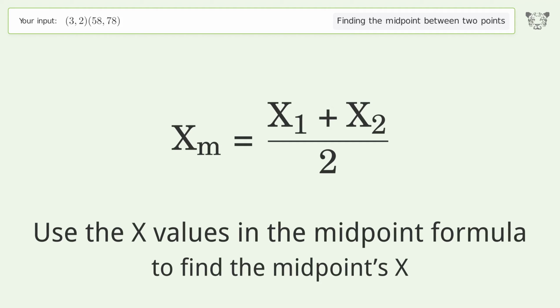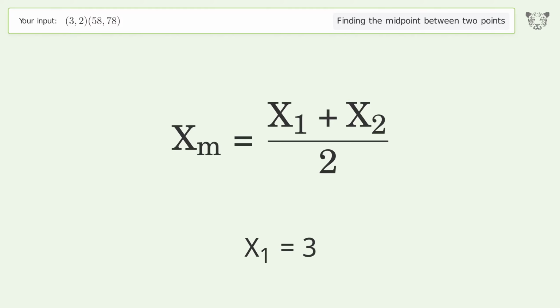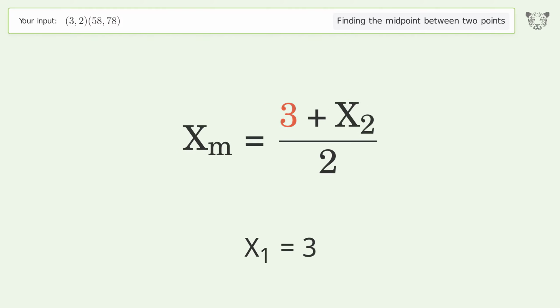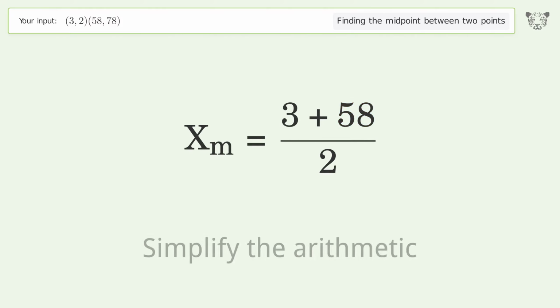Use the x values in the midpoint formula to find the midpoint's x. x1 equals 3. x2 equals 58. Simplify the arithmetic.